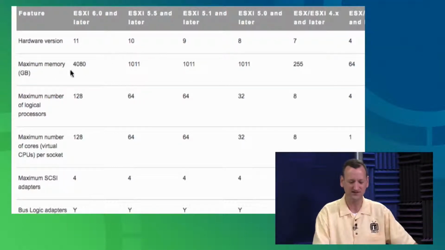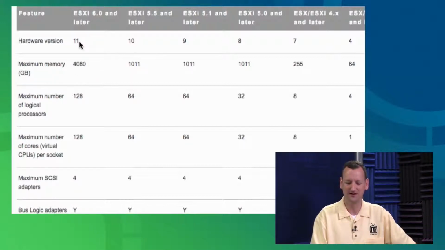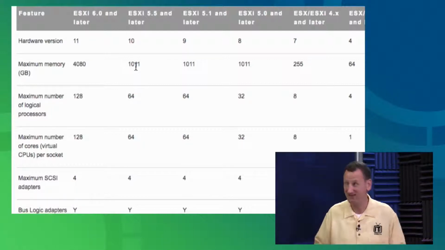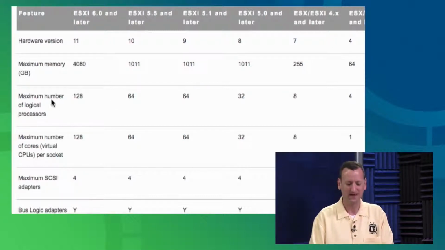Well, here's the difference, maximum memory. If I want 4 gigs of memory in that virtual machine, I need hardware version 11. In ESXi 5.5, I'm sorry, not 4 gigs, 4 terabytes. Sorry, it's a little bit bigger. If I want just 1 terabyte of memory, I can do that with ESX 5.5, right? 1 terabyte's a lot of memory though, so maybe I'm fine with that. Maximum number of processors, 128 in version 11, only 64 in version 10.